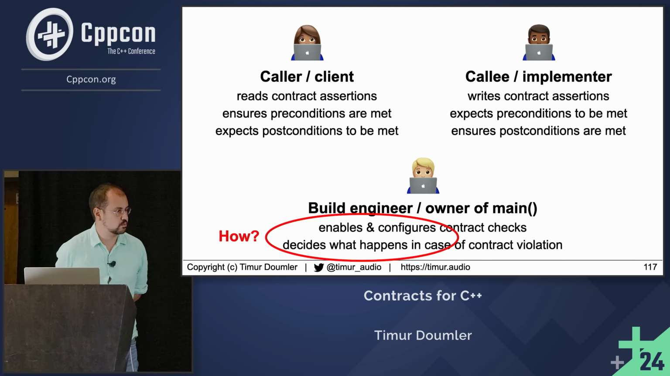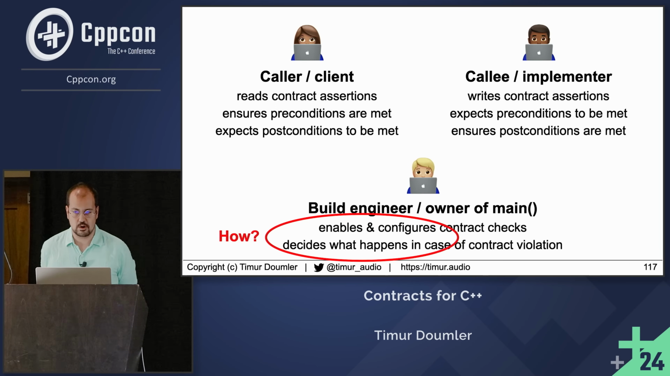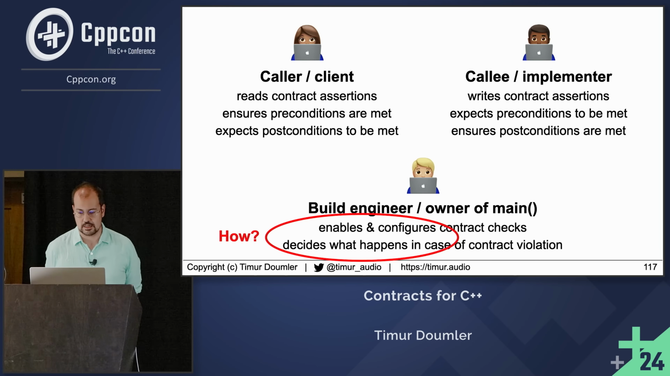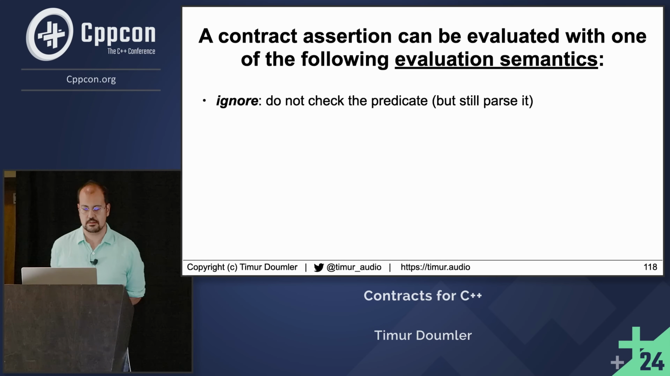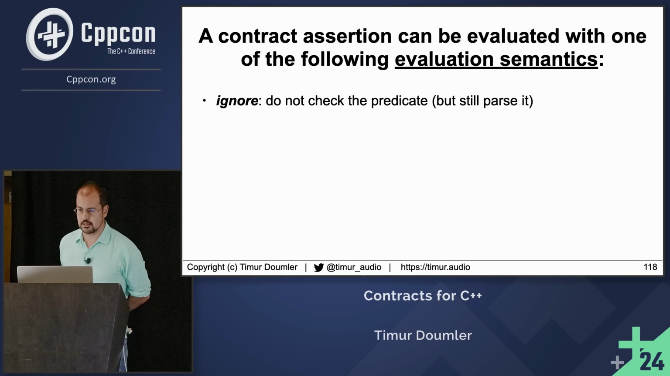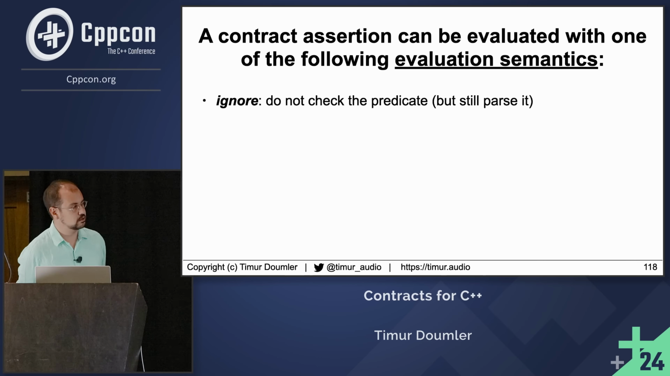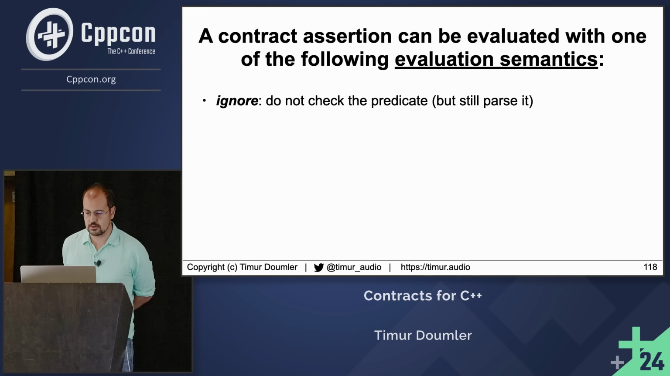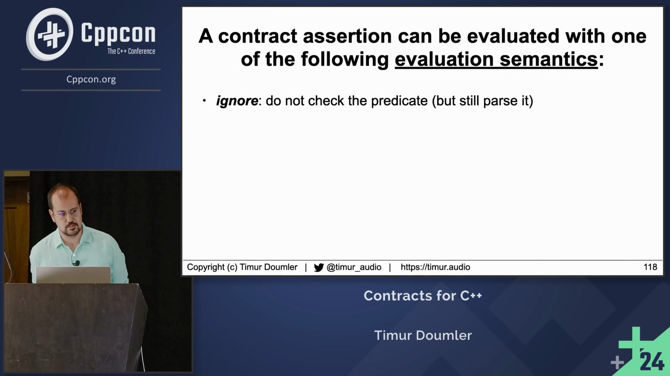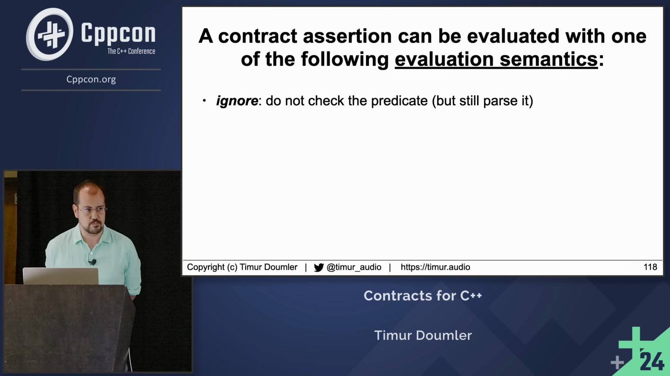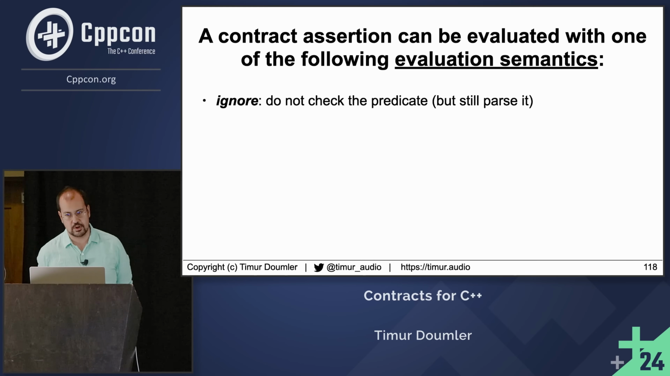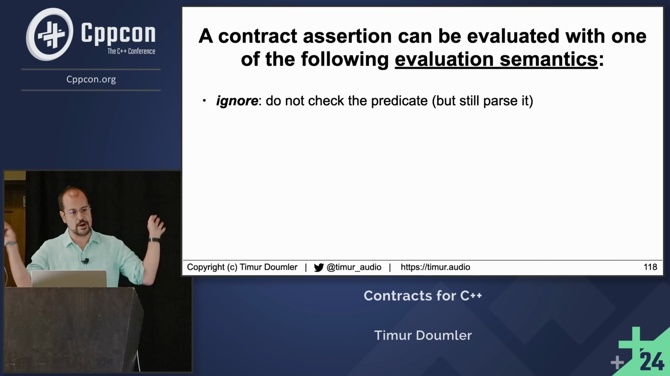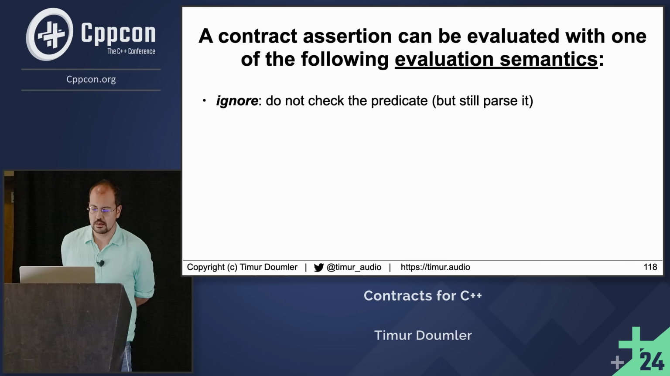There's another aspect, which is, are the contract checks even on, and how are they checked? And this is the last piece of the puzzle here. It's called evaluation semantics. So you have a choice between 4 evaluation semantics on this proposal. The first one is ignore, which is pretty much equivalent to cassert ndebug is on, except that you're actually still parsing the code. So it means don't do anything. Don't check the predicate. Don't evaluate anything. Just compile it out, except it's still parsed.